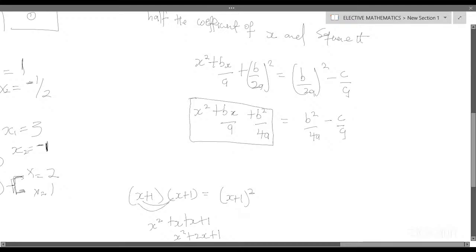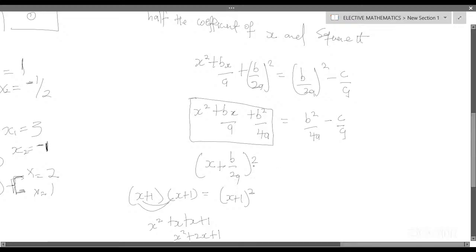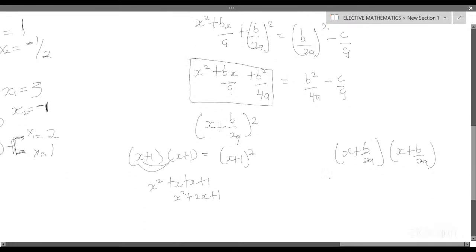And with that, we are going to get x plus b over 2a, all squared, for all of this. Now, let's expand this and see whether we will not get this. x plus b over 2a, x plus b over 2a. Let's expand it and see something. When I multiply this by this, what do I get? x squared.